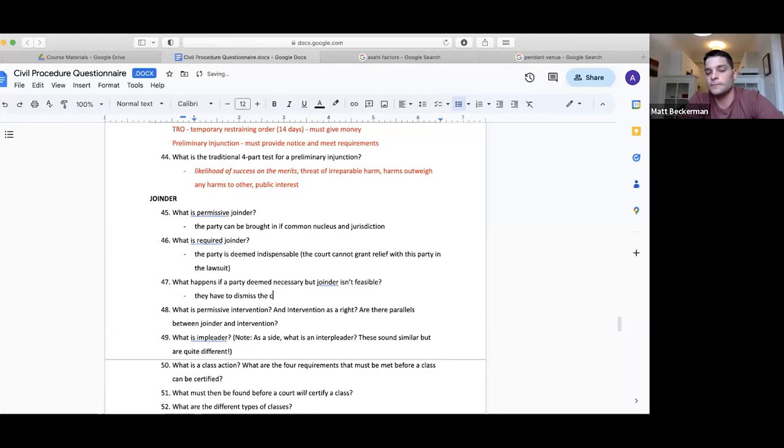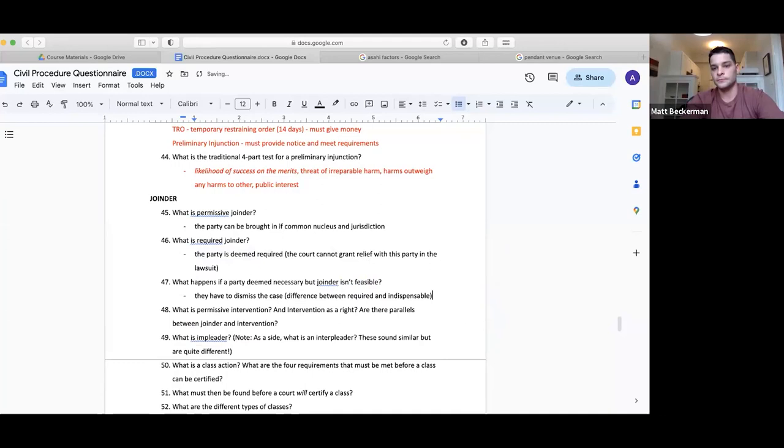Wait, let me see this. Sorry. Because there's a difference between required but necessary, right? Yeah, so required and necessary are the same, but indispensable is a separate thing. So you can have a required party and jurisdiction isn't feasible, and you can still say, we'll just keep going. But if you decide that we can't possibly continue this without that party, then that party becomes indispensable and you have to dismiss the case.